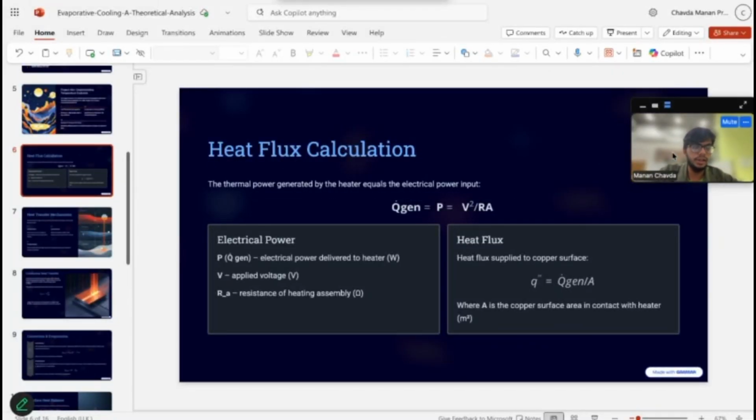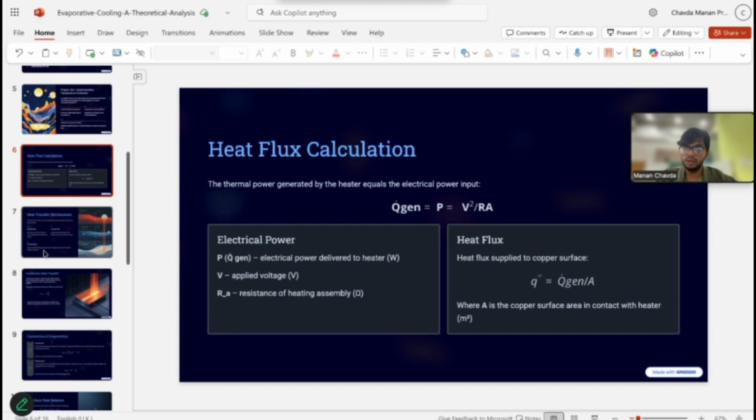Okay, so heat flux calculation. On this slide, we calculated the heat flux supplied to the copper block. The idea is straightforward. The electrical power delivered by the heater becomes the thermal power, and we start with the voltage supplied to the heat strip, which is 50 volts. Using the resistance of the heater, we calculate the electrical power input. Once we know the power, we divide it by the copper block's surface area in contact with the heater. This gives us the heat flux, the rate at which heat is entering the copper surface, and this heat flux keeps the copper block at its initial temperature before the water droplet is applied.